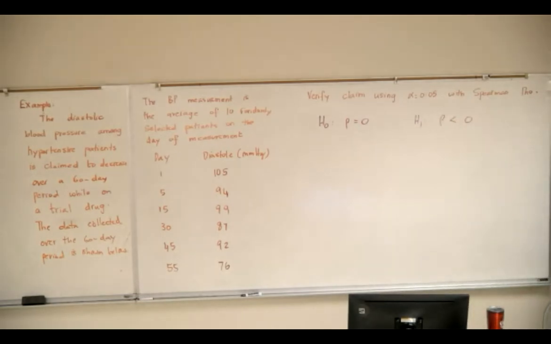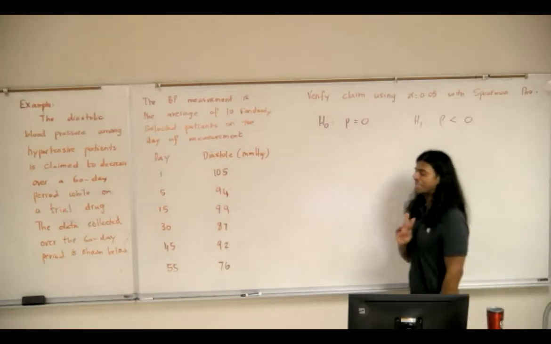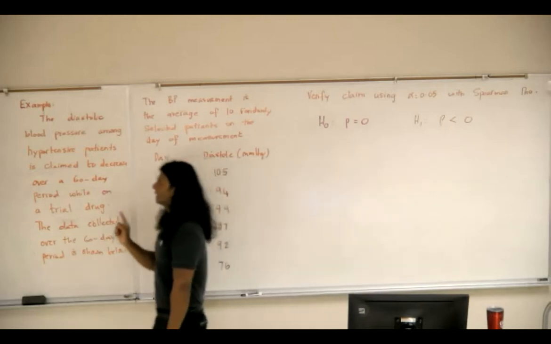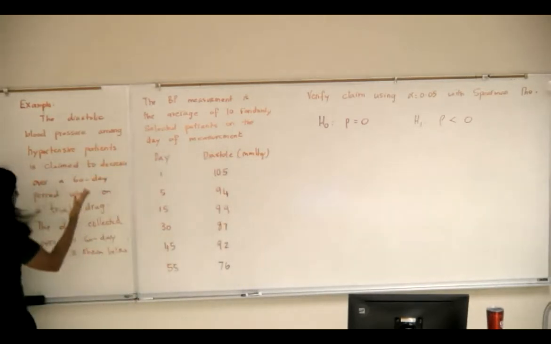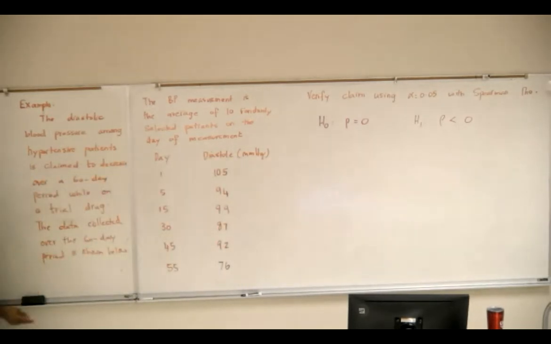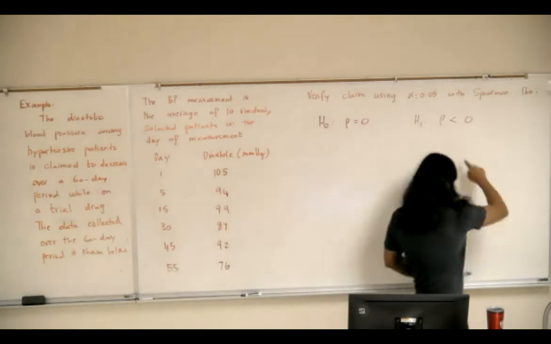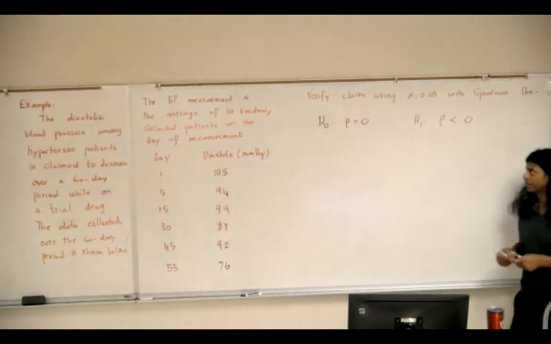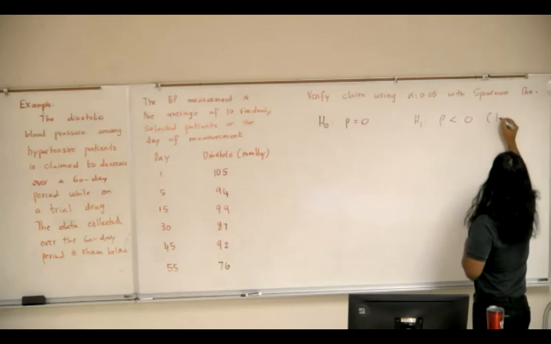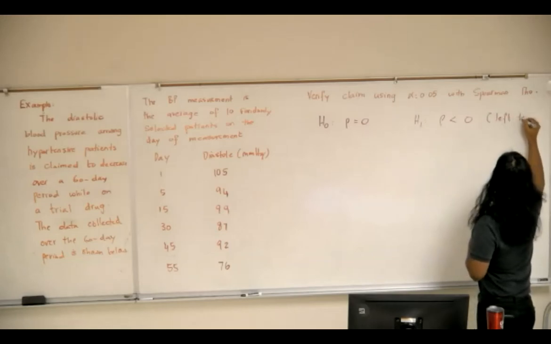So rho equals 0, against the alternative, rho is less than 0, because the claim is that the diastolic pressure decreases with the dose over time. So negative correlation is what we are testing for. So the alternative is less than 0, which would make this a left tail test.